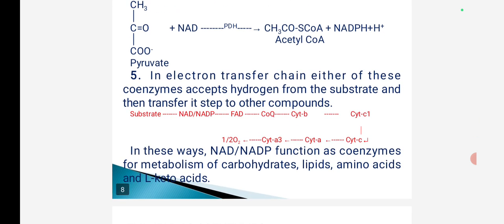Fifth example is the electron transport chain, where either of these coenzymes accepts hydrogen from the substrate and then transfers it step by step to other compounds. Substrate to NAD, then FAD, then coenzyme Q, then cytochrome b, cytochrome c1, cytochrome c, cytochrome a, cytochrome a3. Finally, we get half a molecule of oxygen reduced. In this way, NAD or NADP function as coenzymes for metabolism of carbohydrates, lipids, amino acids and keto acids.